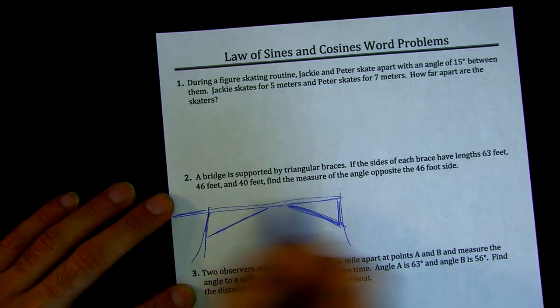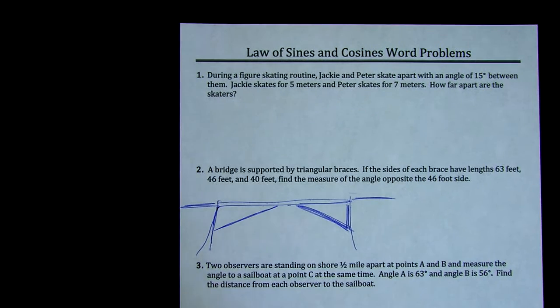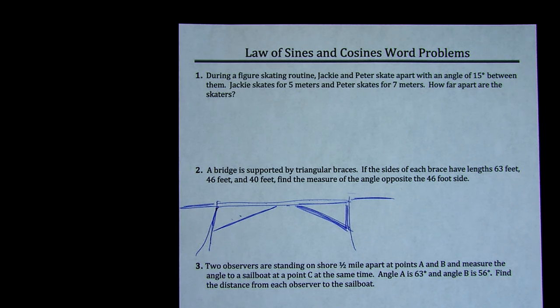So maybe that helps you. Go ahead and from there, these are braces. Let's go ahead and create our triangle from that. If the sides of each brace have the lengths 63, 46, and 40, find the measure of the angle opposite the 46-foot side. I'll give you just another minute to get that triangle set up.